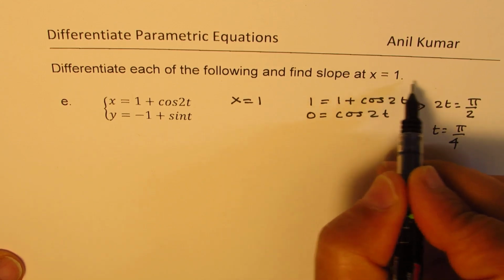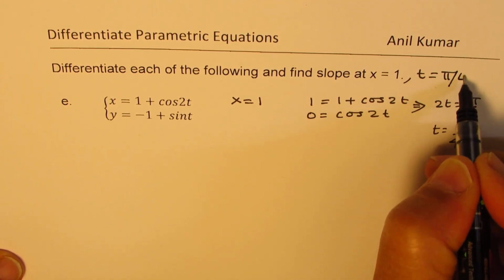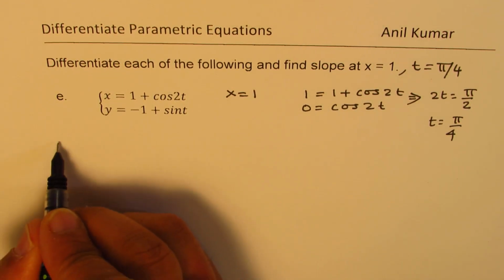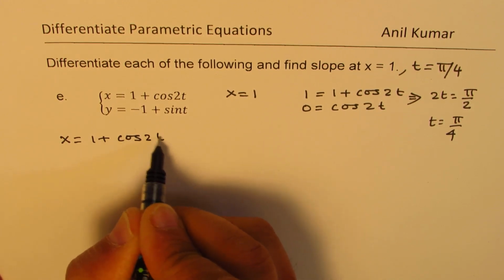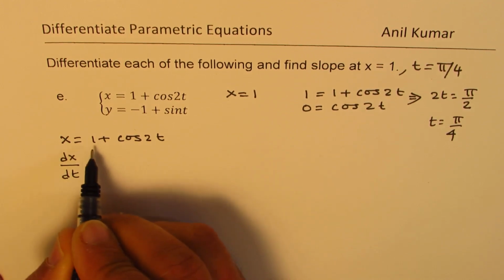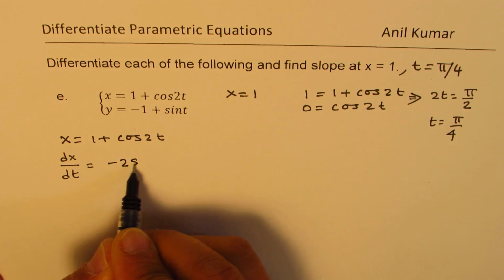So when we are saying x equals 1, we are also saying t is pi by 4. Is that clear to you? So now let's find dx/dt and dy/dt. We have x equals 1 plus cos 2t. Differentiating with respect to t, we get dx/dt equals 0 minus 2 sine 2t, right?